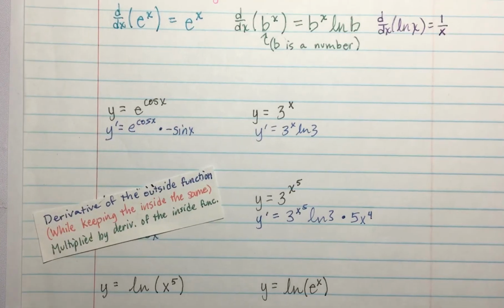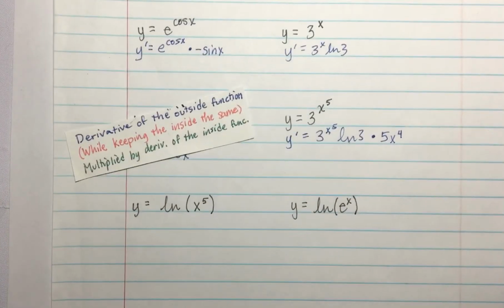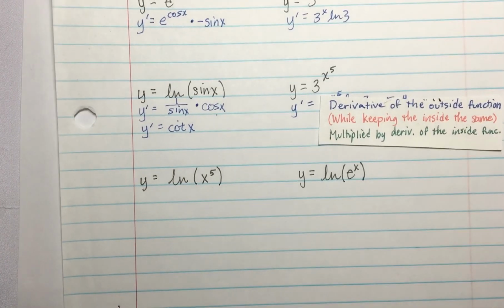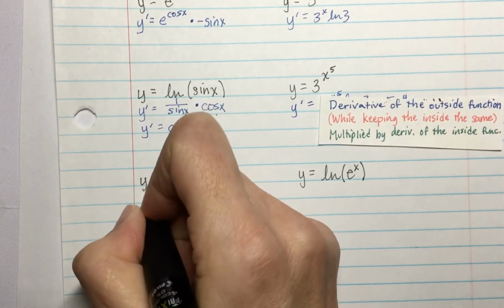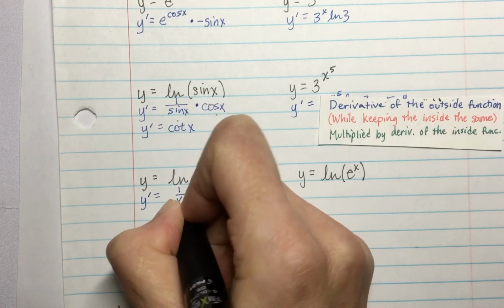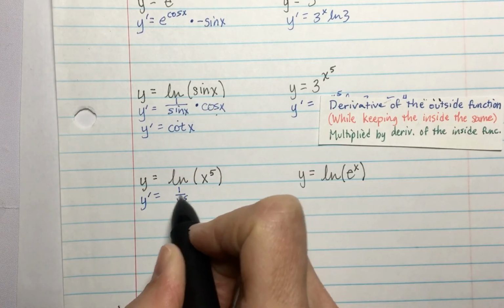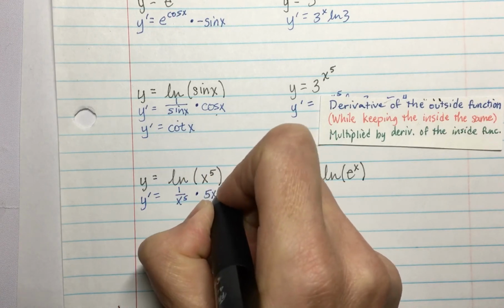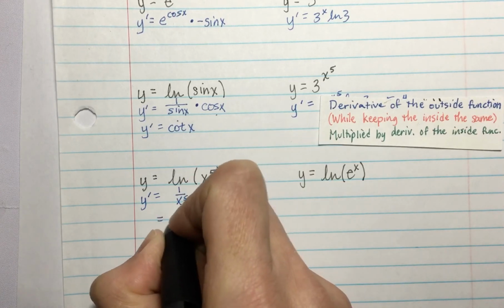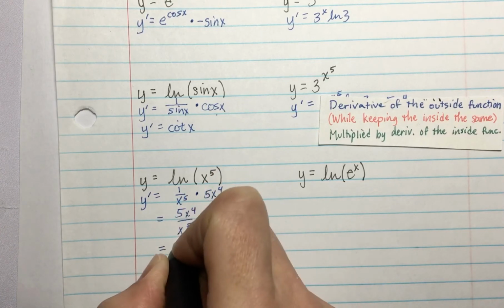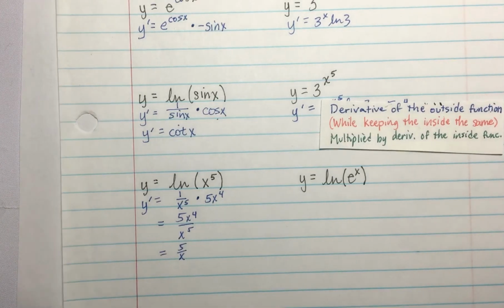Okay, let's take a look at natural log of x to the 5th. We're actually going to look at this twice, go figure. So if we take the derivative of this, we get 1 over x to the 5th, and then chain rule, so times the derivative of the inside, we have 5x to the 4th. And cleaning that up, that 5x to the 4th over x to the 5th is really just 5 over x.